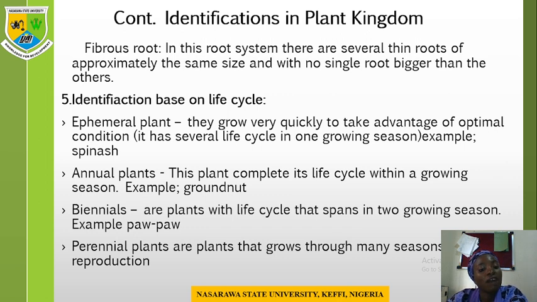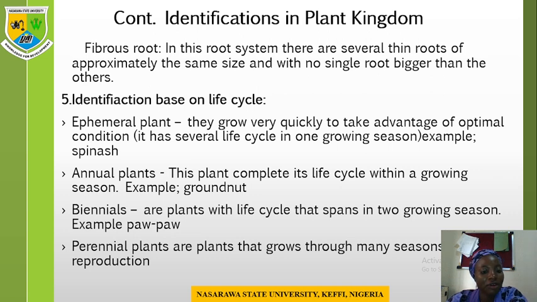Then we also have the annual plants. Now, these plants complete their life cycle within a given season. Your groundnuts, your maize, it's within a season that they are cultivated. Then we have the biennial crops. This kind of crops, their lifespan is two growing seasons. This can be seen in purple yam, for example.